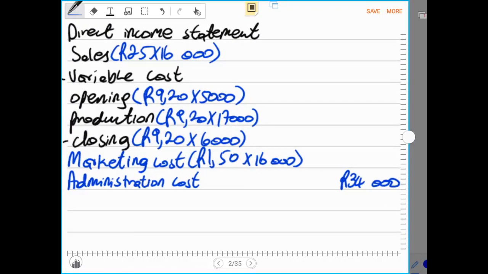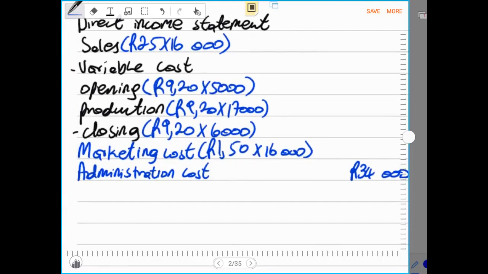So now we can do all the calculations, and we know that sales minus variable cost will give us marginal contribution, or contribution margin. It is in chapter 5 of your textbook, called contribution margin. So the contribution margin will be the difference between sales minus variable cost.